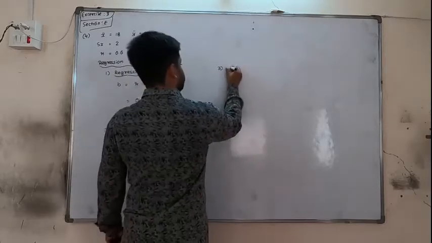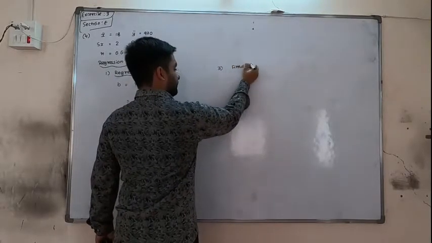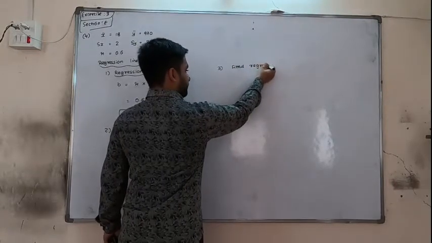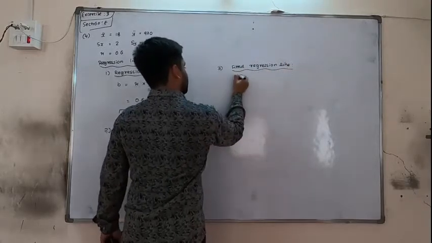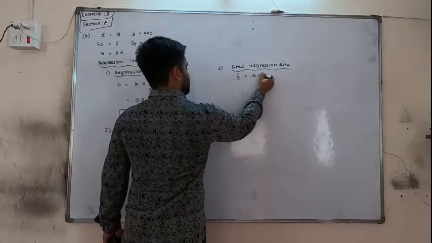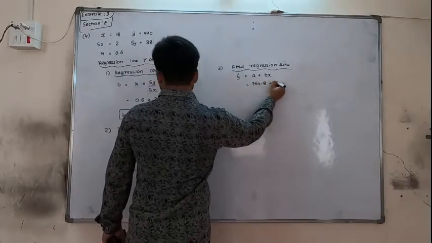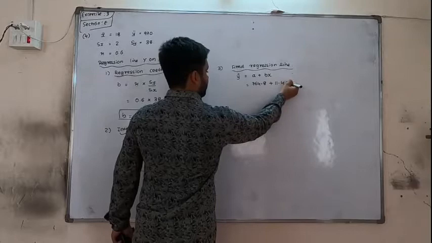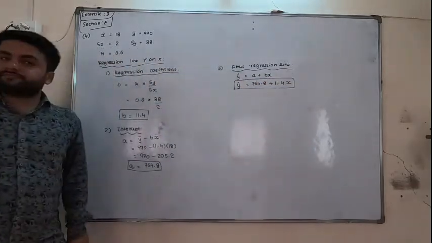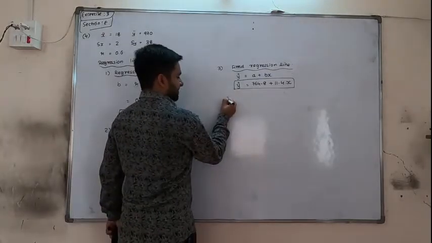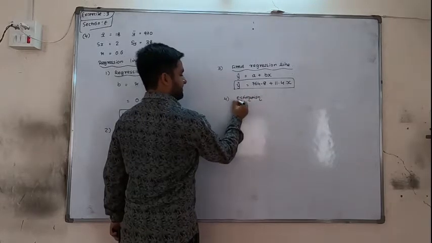Third step, fitted regression line: y cap is equal to a plus bx, that is 764.8 plus 11.4 x. And the last step, estimation.